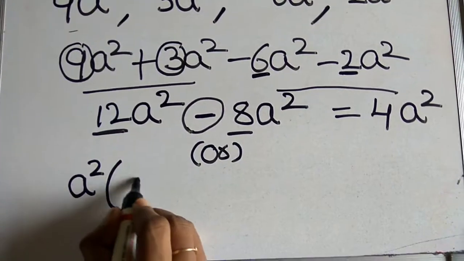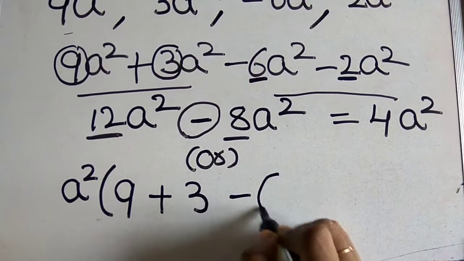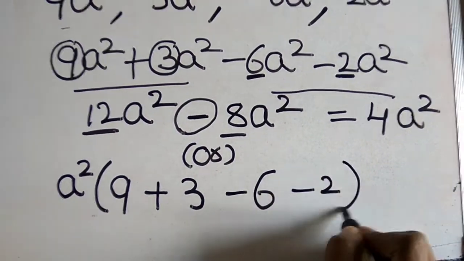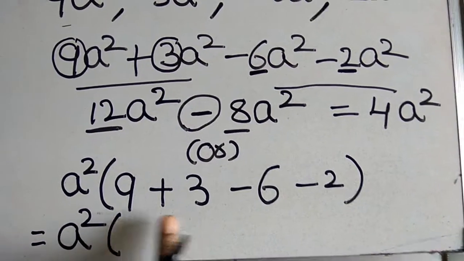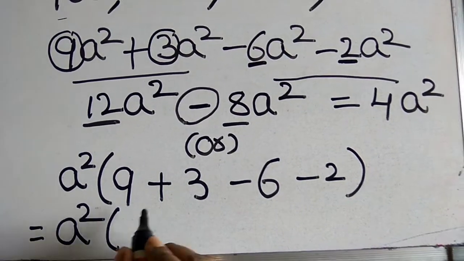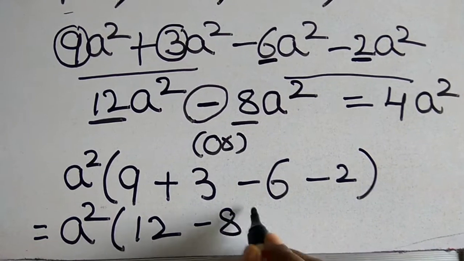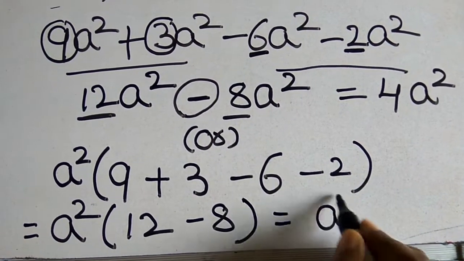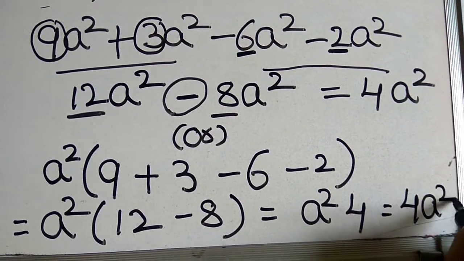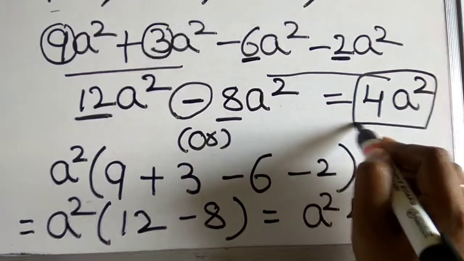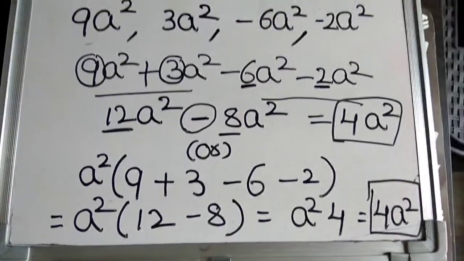Next, take out the numbers. 9 plus 3, minus 6 minus 2. Now get a square down and 9 plus 3 gives 12, minus 8. Minus 6 minus 2 gives minus 8. Now write a square and 12 minus 8 gives 4. So whenever you are writing your result, don't forget to write the number first and then the variable. Now let's check, see, 4a square and 4a square. Whichever method you follow, you will get the same answer.